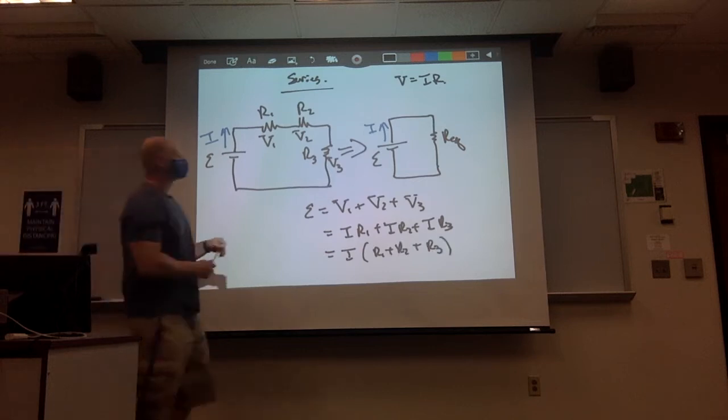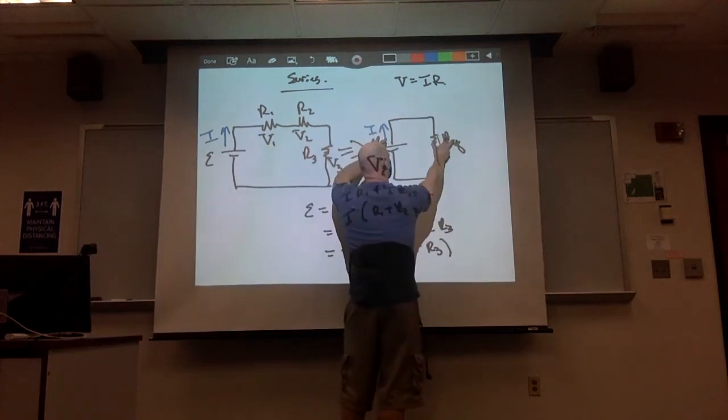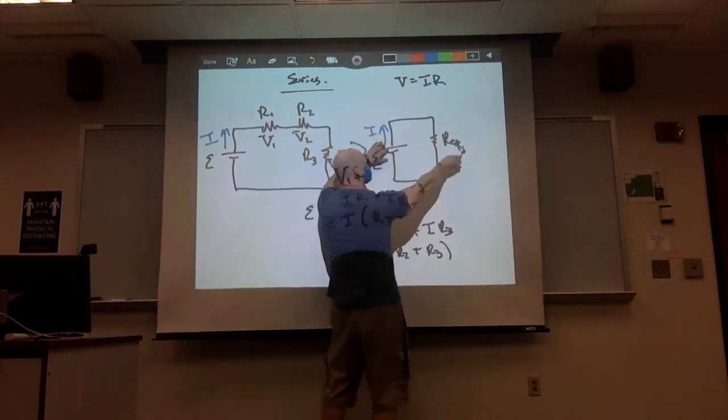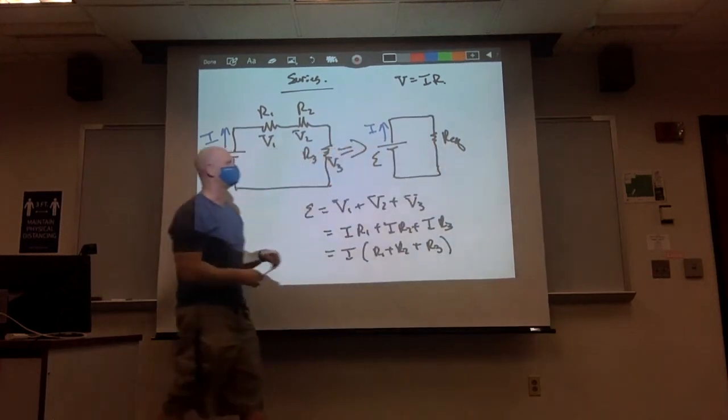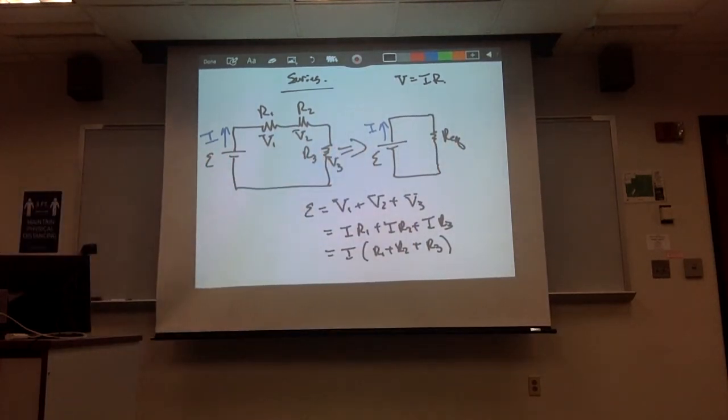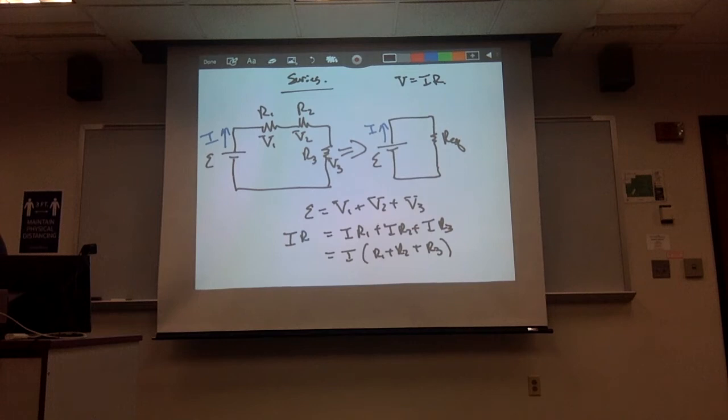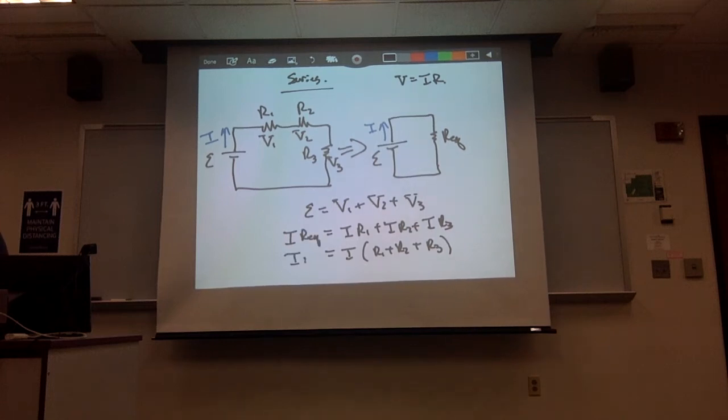But again, by conservation of energy, the potential here has to be the same as the potential here, so I can rewrite the potential E as simply whatever current is going into the REQ. So my left-hand side is simply I times REQ, which means I times REQ is equal to I times R1 plus R2 plus R3. Finally, those two currents are the same, so we can get rid of those currents.